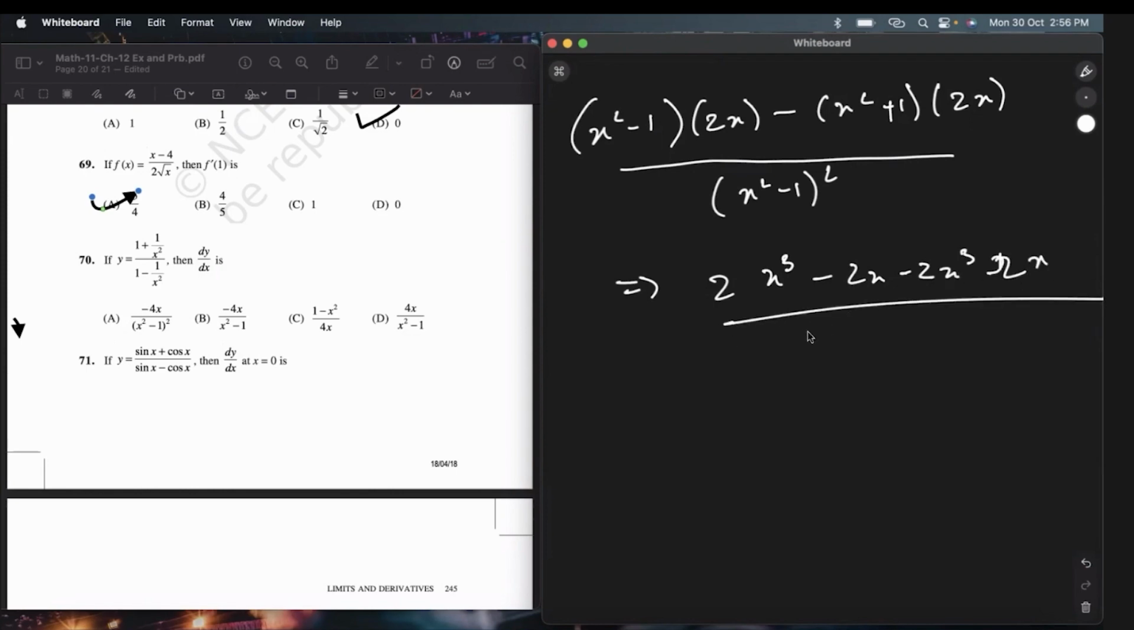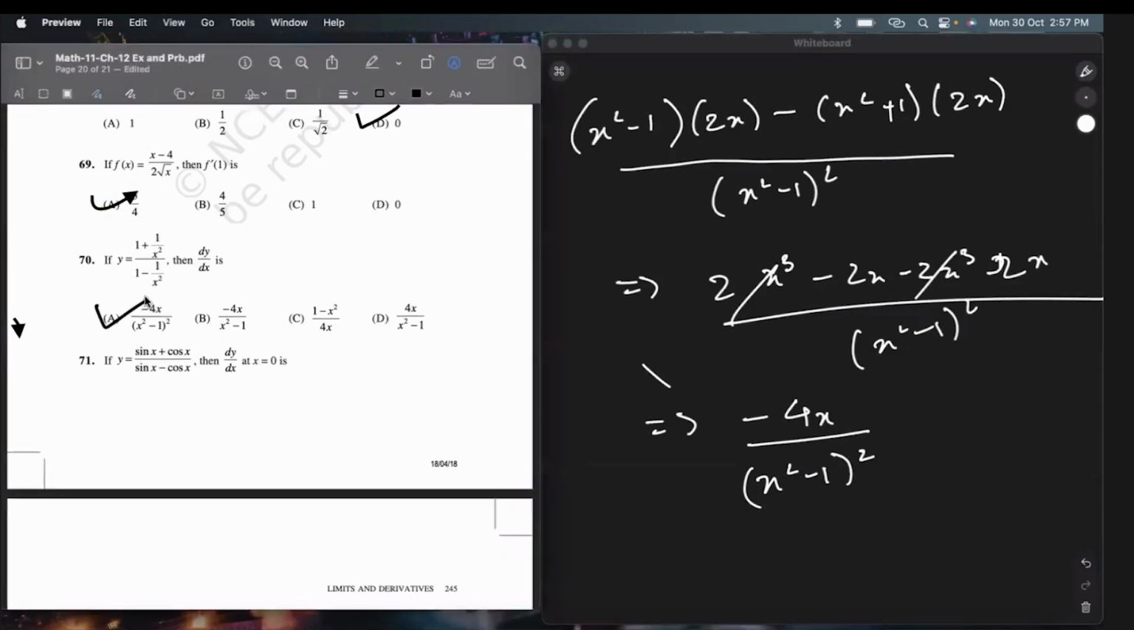And in the denominator, what do I have? I have (x square minus 1) whole square. So this and this will be cancelled out. Minus 2x will be minus 4x divided by (x square minus 1) whole square. So can I find any option like this? Minus 4x. Yeah, the first option is correct.